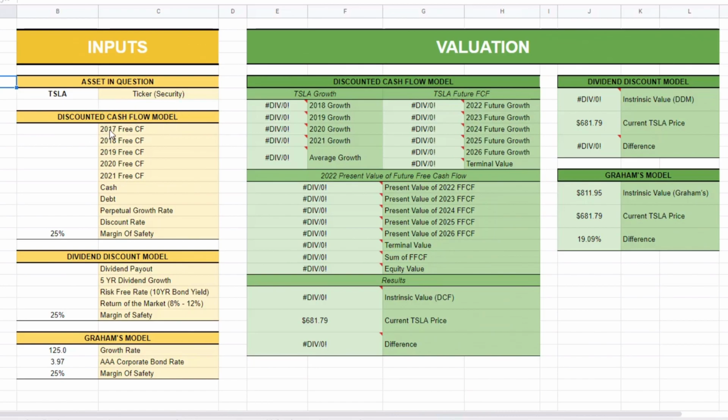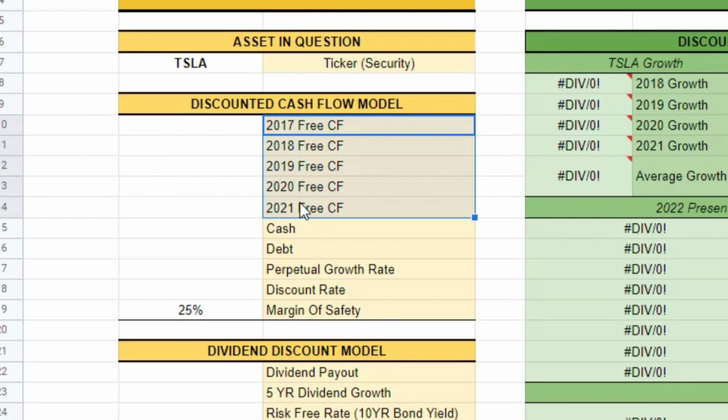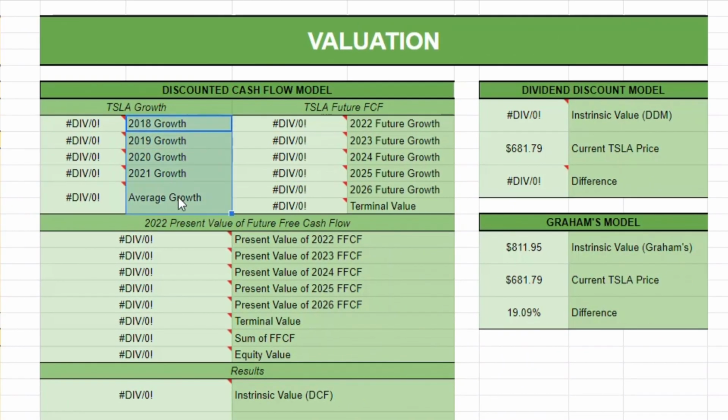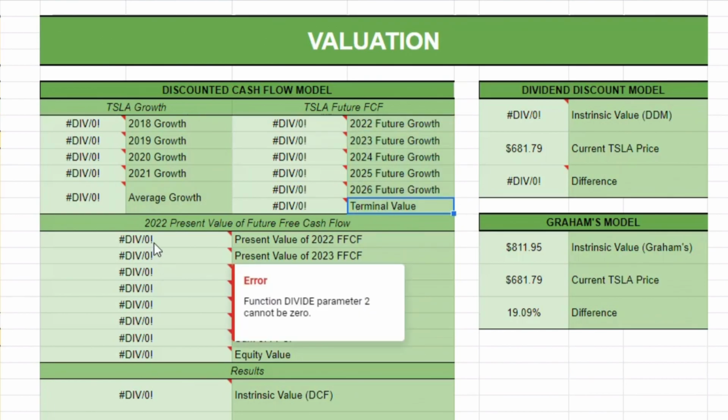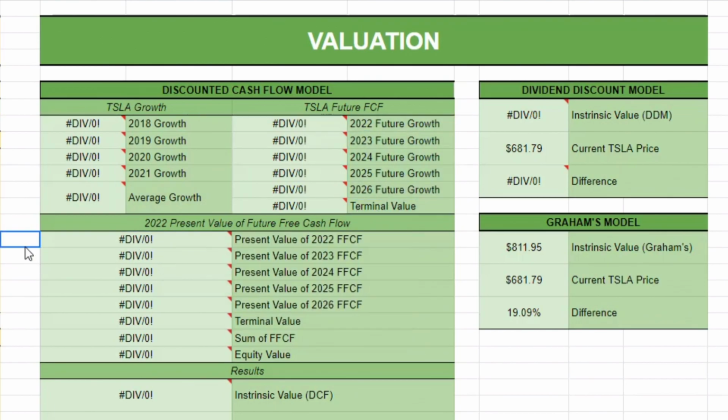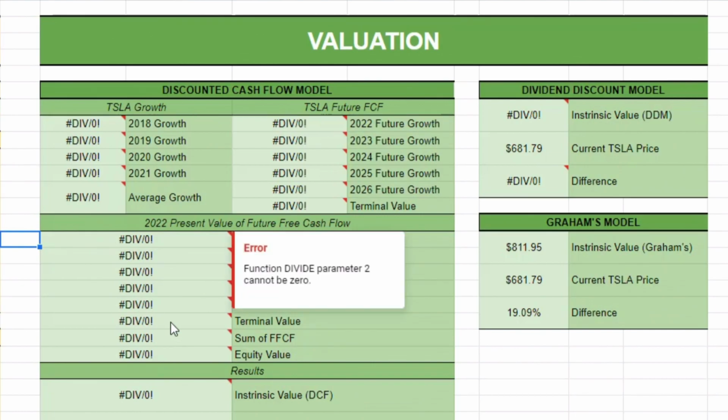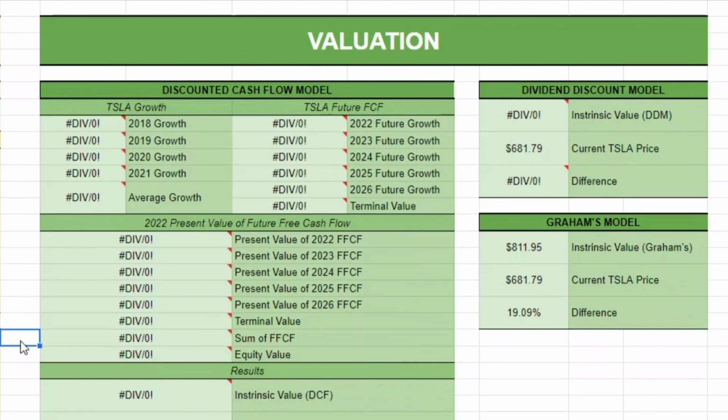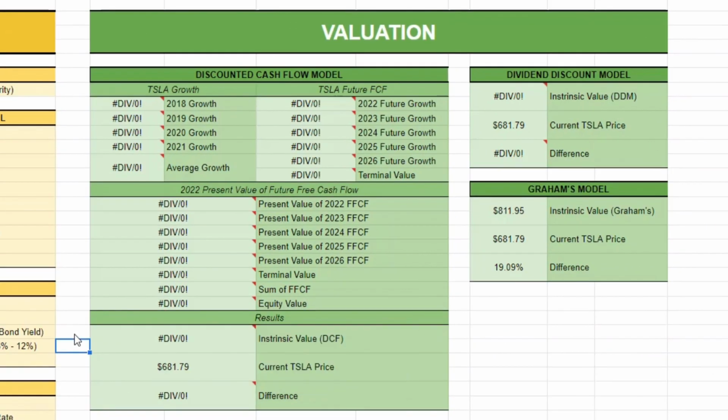What I'm going to do is take the past 5 years of free cash flow and determine what that growth rate is, and then also use that to project the next 5 years future growth rate as well as the terminal value, and then discount that growth rate back to the present, find a terminal value, sum up the future free cash flows, find an equity value, and then finish out with finding the intrinsic value.